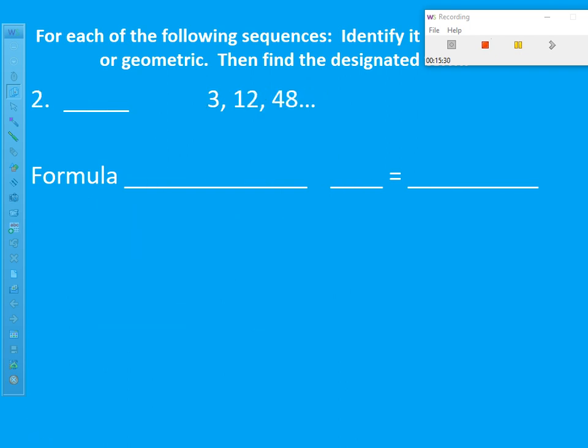Here's your number 2. Look at the sequence. I know it's a sequence because it's separated by commas again.